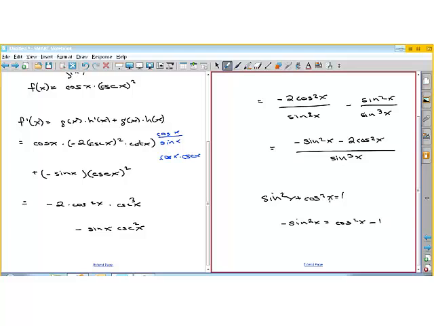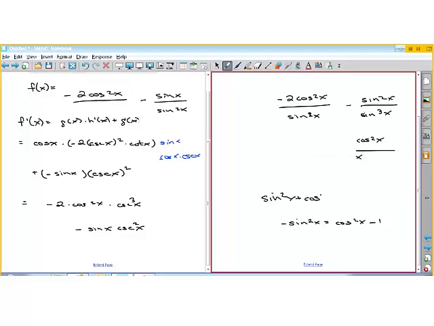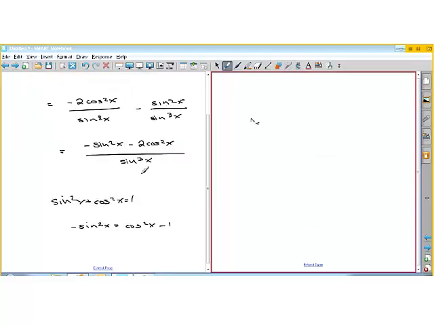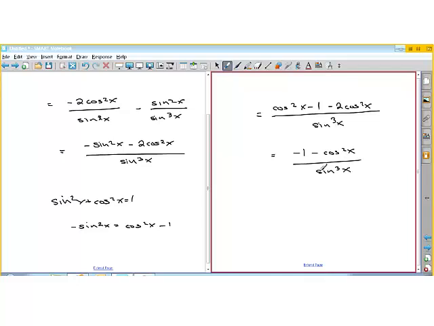So we can make that substitution here for there, and so you get cosine squared of x minus 1 minus 2 cosine squared of x, all divided by the sine cubed of x. And so cosine squared of x minus 2 cosine squared of x is going to be negative 1 cosine squared of x, all over sine cubed of x. And that's the answer that's in the book.